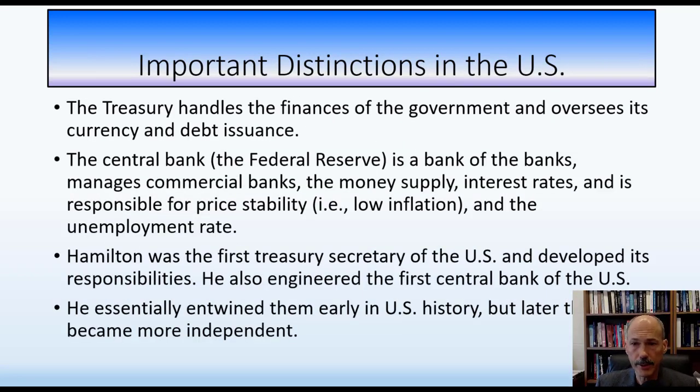So, important distinctions in the U.S. The U.S. Treasury handles the finances of the government and oversees its currency and debt issuance. The central bank, which is now the Federal Reserve, is a bank of the banks. It manages commercial banks, the money supply, interest rates, and is responsible for price stability, which basically means low inflation, and the unemployment rate. So I just wanted to make clear that there's a difference between the U.S. Treasury and a central bank.